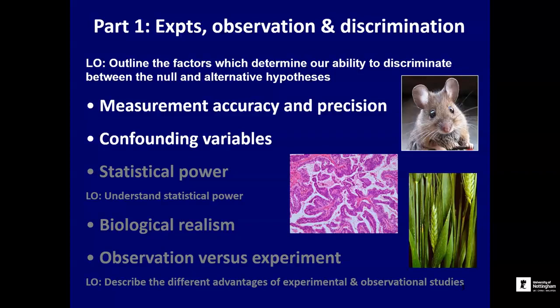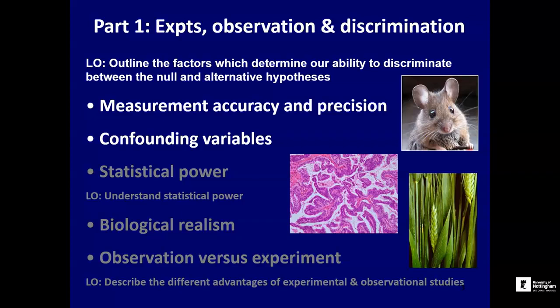And then towards the end, in the final part of the lecture, I'm going to talk a little bit about biological realism, in other words, the extent to which the experiments and observations that you're making reflect biological reality and are therefore useful in generalizing about the world around us. And finally, I'm going to look at a key distinction between two types of study that we can perform in science: observation and experiment. So I'm going to use a specific definition of the term experiment, as you'll see in a moment.